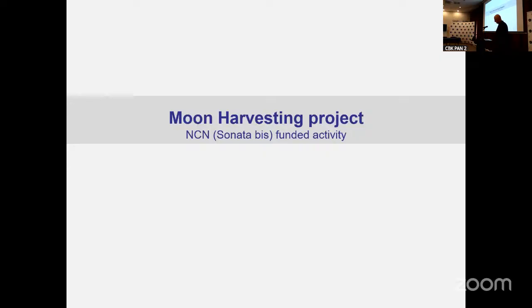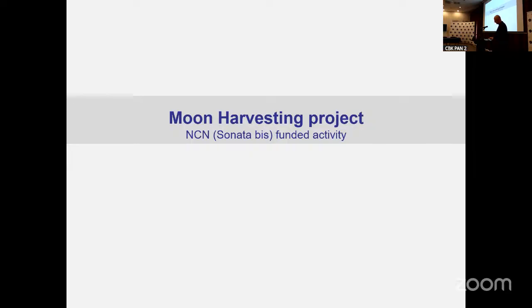So this was the, let's say, Digger project, funded by ESA and finished in 2024, at the end of 2024. In the meantime, we also got a project from the National Science Center. I have the privilege to be the leader of that project.